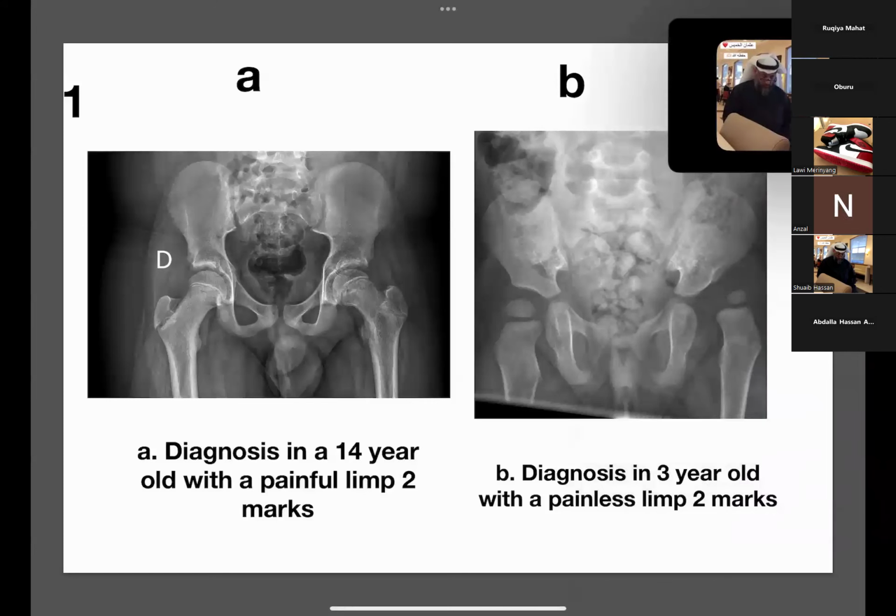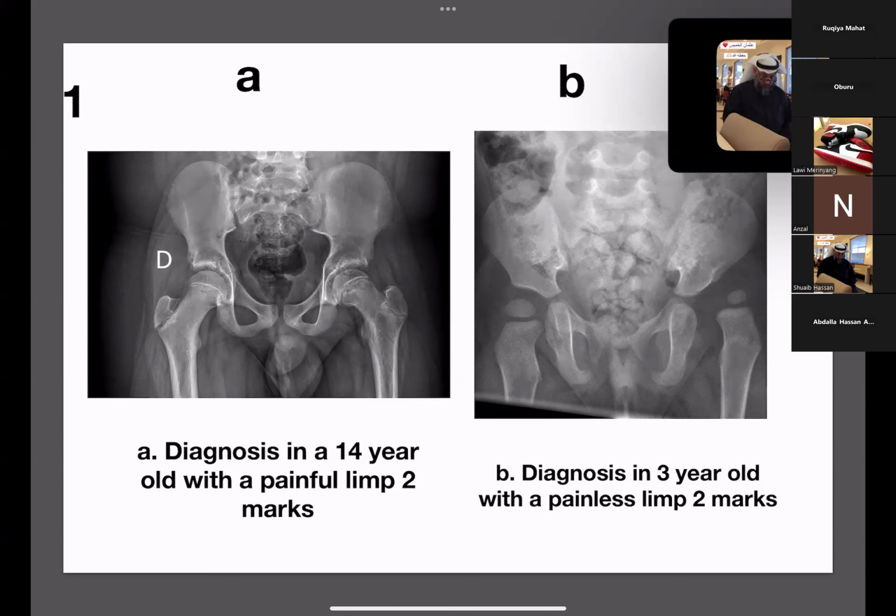So now, can somebody try the first one? What's the diagnosis in this 14-year-old with a painful limb? 2 marks. So some questions are quite straightforward. Usually these questions are not for fluffing about. So don't have too many answers. Don't think too much. Most of the time when they are being asked, they are designed to just be quick. Okay, no thinking.